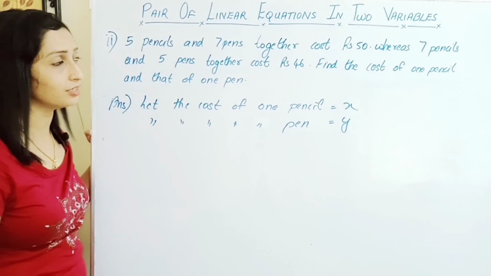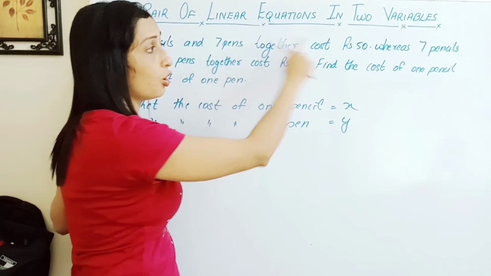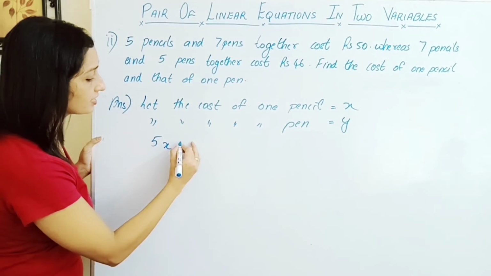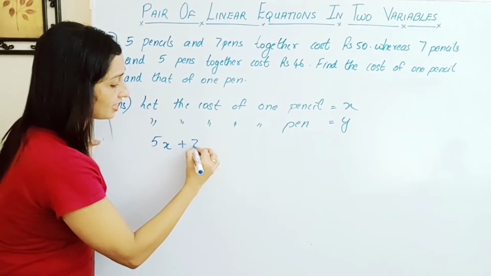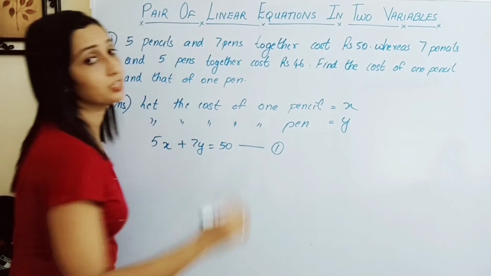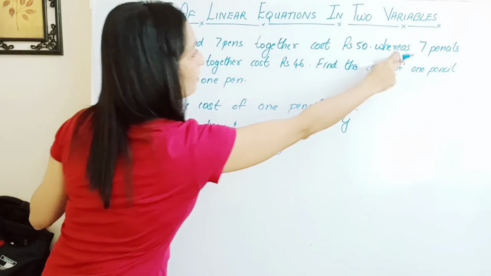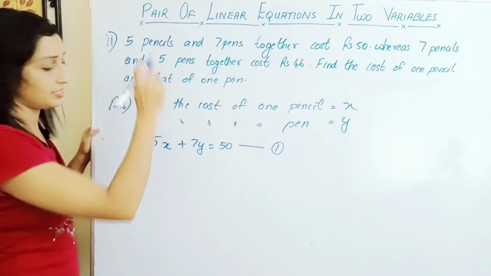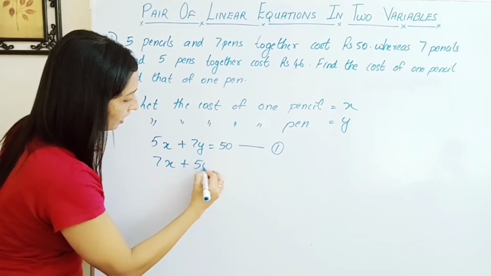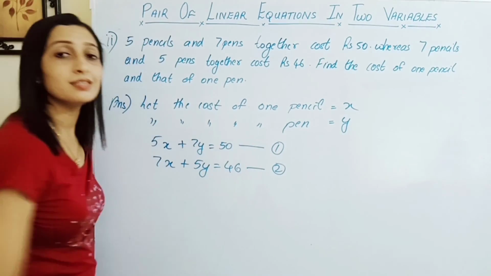Now by the given condition, what is given? 5 pencils and 7 pens together cost 50. So 5 pencils means 5x and 7 pens means 7y equals 50. So this is our first equation. Now what will be our second equation? 7 pencils and 5 pens. So 7x plus 5 pens, that is 5y, is equal to 46. So this is our second condition.